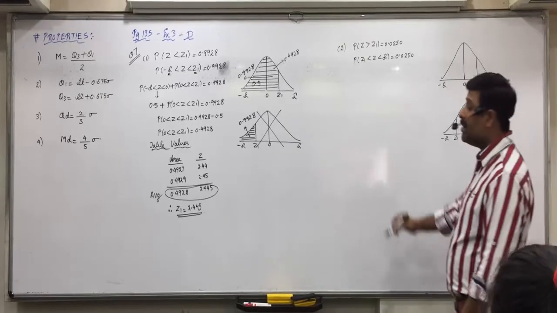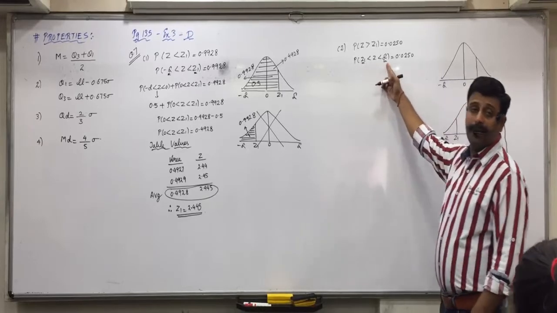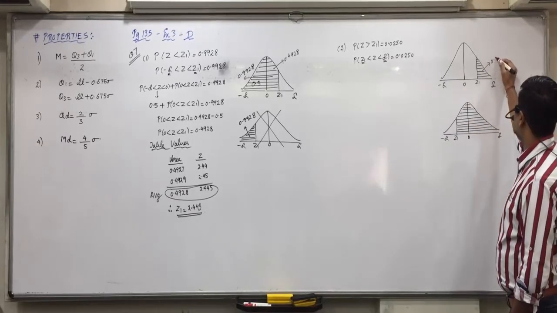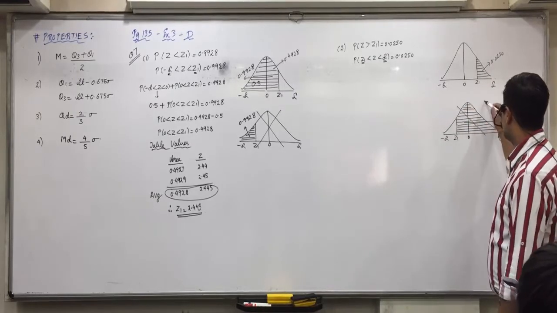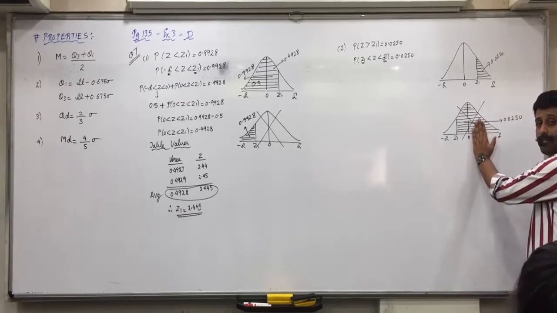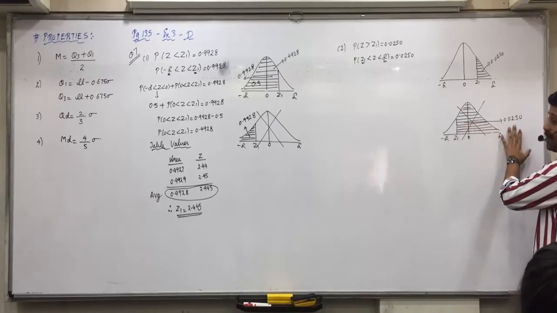Decide where do we have to do the shading? Yes. We have to do the shading between these 2 values. Which 2 values? z1 and infinity. Now this area is given as 0.0250. Which one is right and which one is wrong? Second one is wrong because this right side itself is 0.5. So both side regions should be more than 0.5.